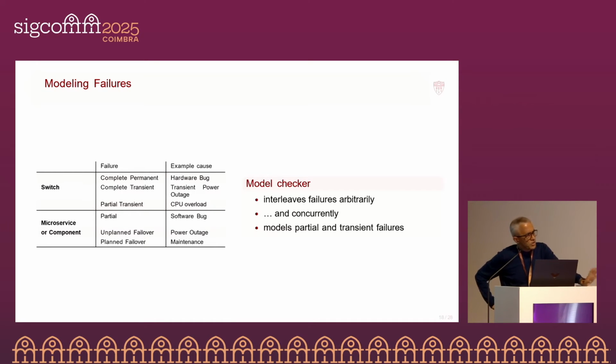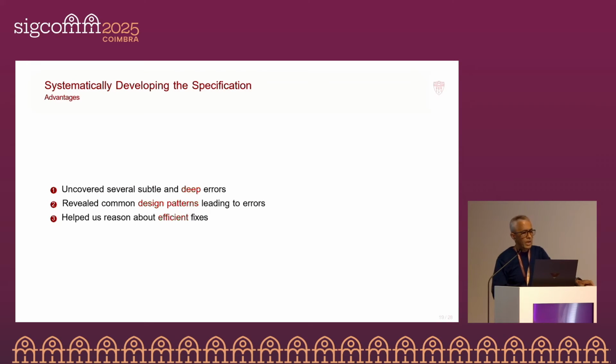Now, the model checker interleaves these failures arbitrarily and concurrently, and it also models partial and transient failures. The advantage of systematically developing this specification was that it uncovered several subtle and very deep errors, and I'll give you an example. But the paper also discusses several common design patterns that result from specification errors, and also ways to efficiently fix them. And efficiency is something that I haven't gone into in this talk, but is important for high throughput controllers.